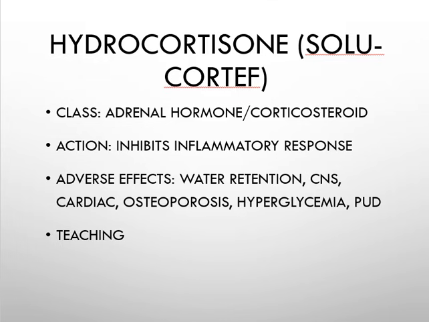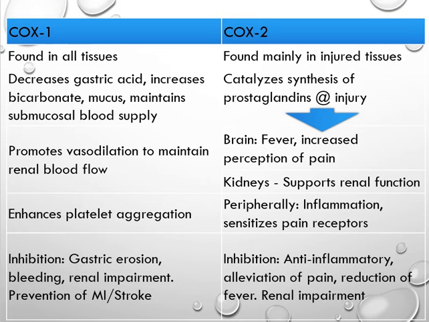I think there's one place where I want to review on the COX, review this little table, and know that when you're inhibiting COX-1, you're not getting the protective qualities. So you're going to have gastric erosion, you're going to have bleeding, you're going to have the kidneys not getting good blood flow, so some renal impairment, and with platelet aggregation being inhibited, the good part of this is it's going to prevent MI and stroke. So remember, it's both good and bad things when you inhibit that COX-1.